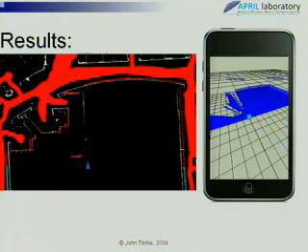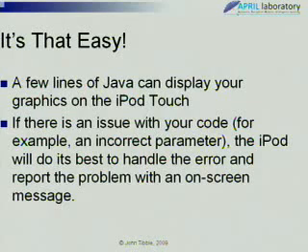The results of that code I just described. On the left, you see our simulator used in the lab to emulate different environments and the robot's behavior. The blue triangle you see is the robot's position, and ahead of it you'll see many red dots. That is what the laser would return if the robot was in this environment. On the right-hand side, you see the iPod Touch with the blue box representing the robot, and the blue polygon in front of it representing the laser scan. Above it, you can see the text 2D and text 3D displayed in our environment. It's that easy. In a few lines of Java, you can display your graphics on the iPod Touch. If there's an issue with your code, the iPod will do its best to handle the error and let you know what the problem is with an on-screen message.